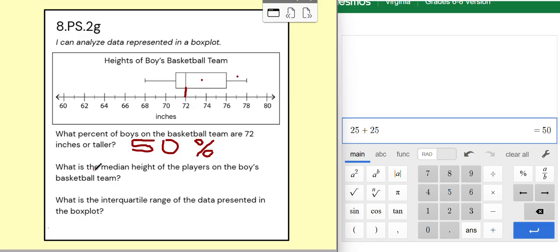It says, what is the median height of the players on the boys' team? Well, this right here, this line in the box represents the median. So 72 inches is the median.